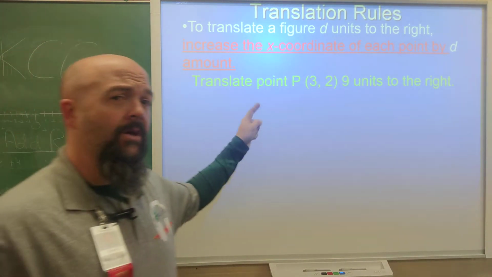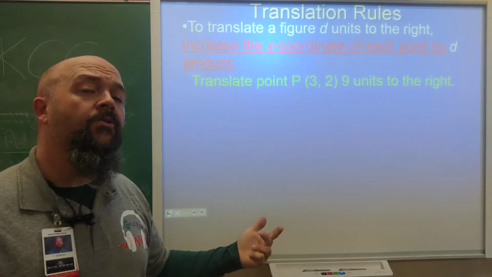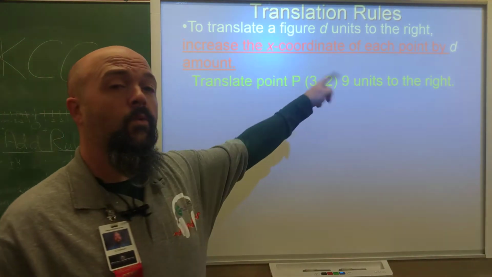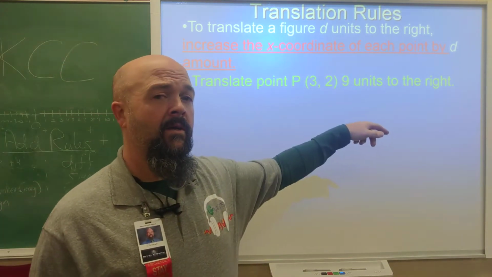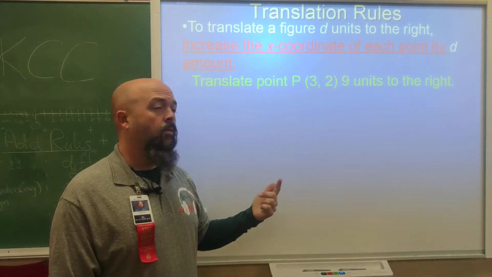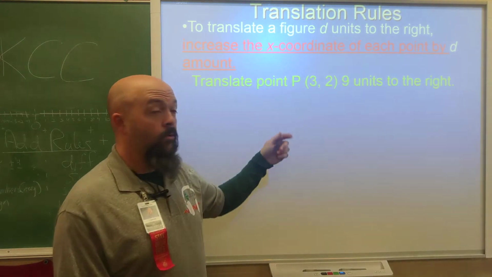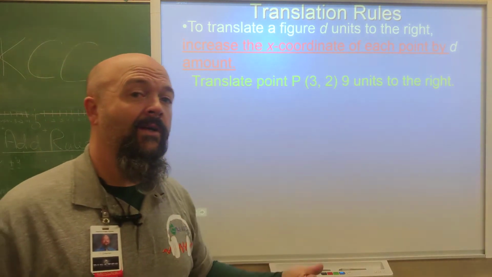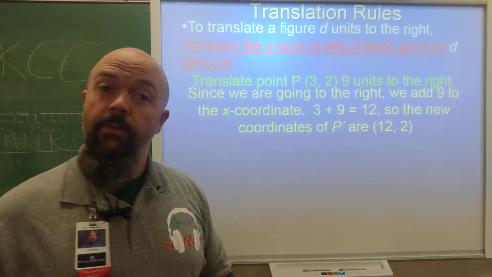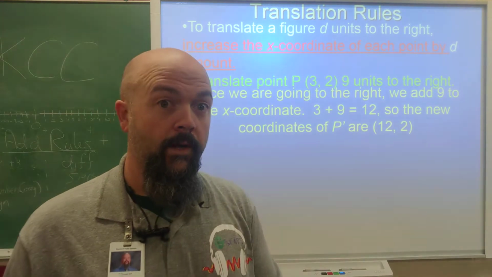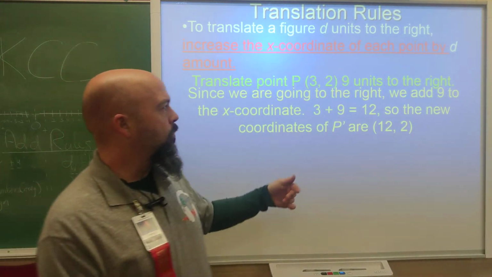Point P is at (3, 2). That's where it starts. That's the original location. We want to translate it 9 units to the right. It's moving 9 to the right. It means we got to take our x, which is the first one in the ordered pair. X is 3. And we're going to move it 9 to the right, which means we're going to take that 3 and add 9 to it. Basic math? Yes. But it's still important to make sure you keep the system correct. So we add 9 to 3 and we get 12.